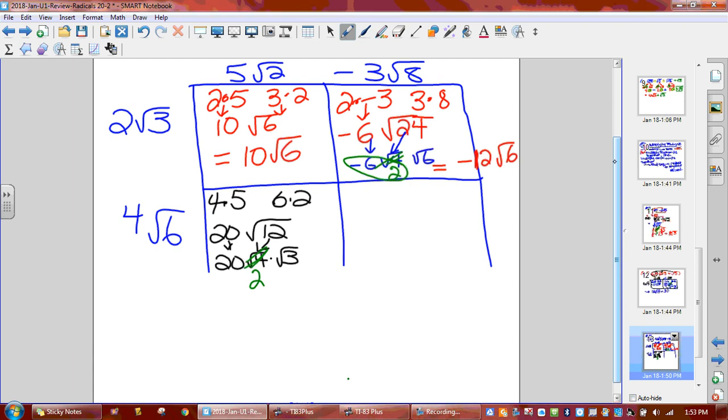Okay, so let's just take a look there. We had a little glitch in the system. So back to this, we're going to end up with 40 root 3 for that question. Now we're going to move to the next part.